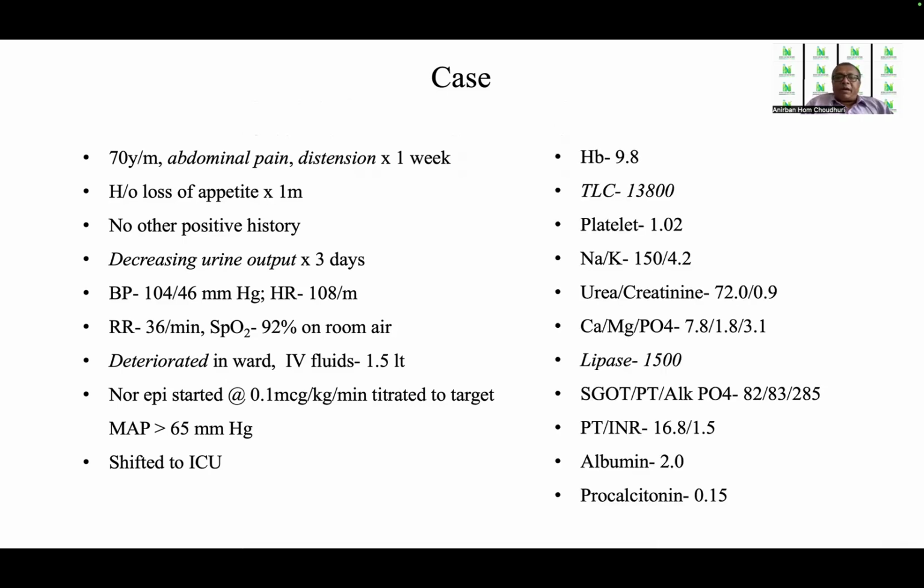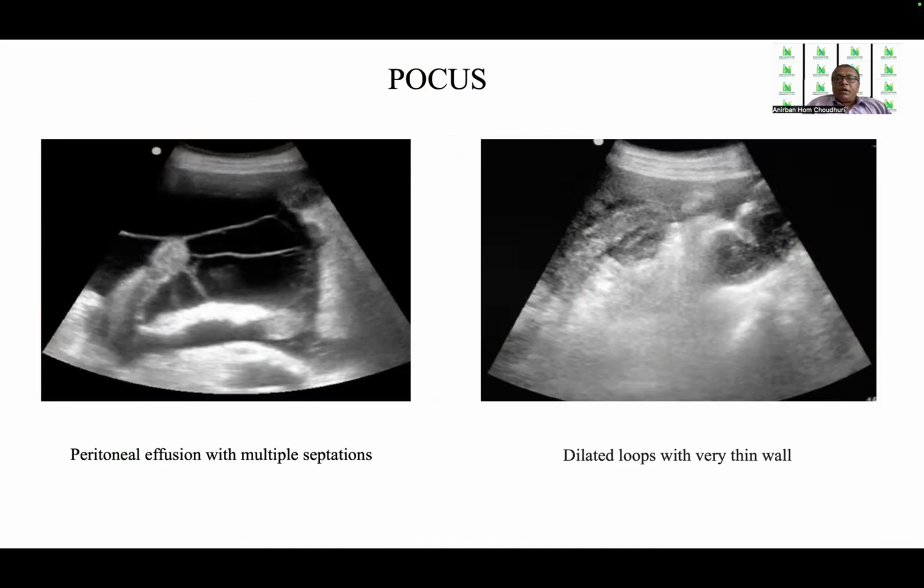The laboratory parameters show a very highly raised lipase, 1500, and a moderately raised TLC. The other investigations are apparently normal. A bedside point of care ultrasound shows peritoneal effusion with multiple septations, and that raises suspicion because the intestinal loops appear dilated with very thin wall on the sides.